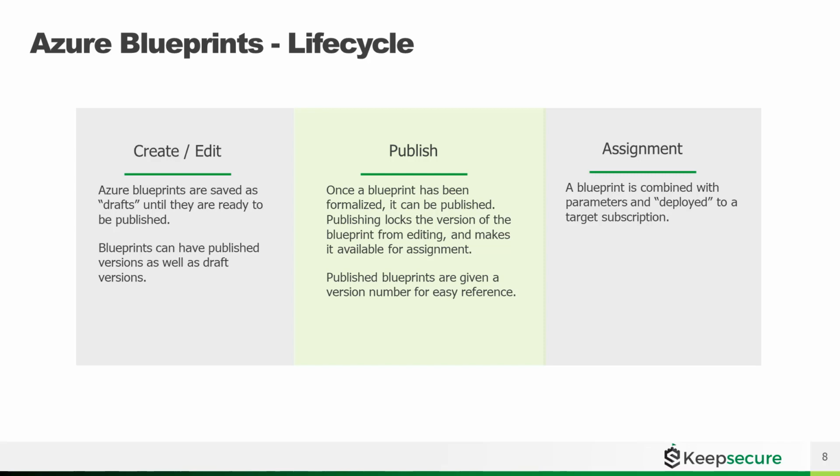In Create Edit mode, Blueprint editors can, using the built-in tools, create definitions of target environments. Blueprints at this stage are in draft mode and cannot be assigned to any target subscriptions. When a blueprint is ready for deployment, editors can publish the blueprint. Publishing creates a version of the blueprint that is then locked from further editing. Published blueprints are allowed to be assigned to target subscriptions. Assignment in this case means the same as deployment. Once assigned, the blueprint definition will automatically be applied.